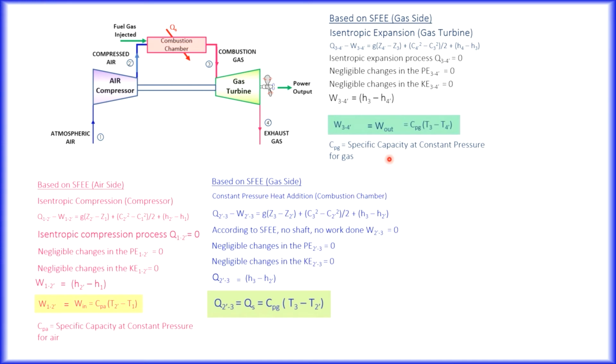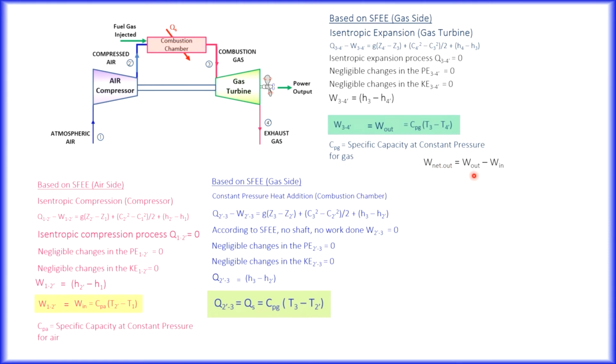So CPG is the specific heat capacity at constant pressure for gas. We know from our knowledge of heat engine cycles that net work out is usually heat supply minus heat rejected, but here we don't have a cooler, so we don't have heat rejected. That is why the net work out is measured only with respect to work out and work in.